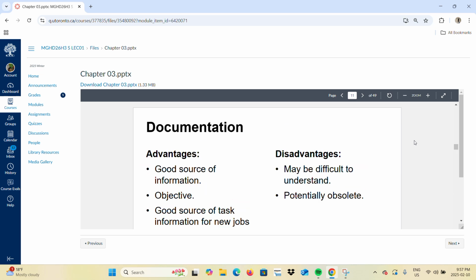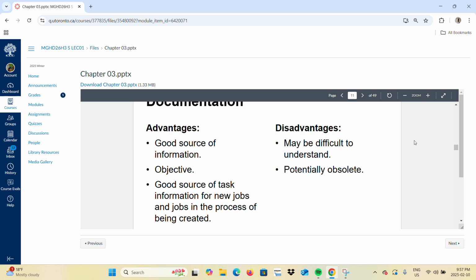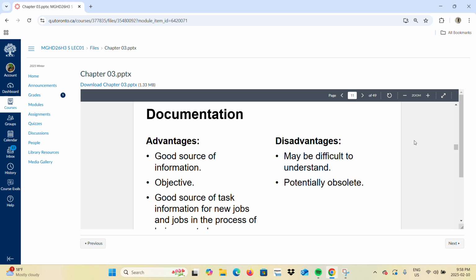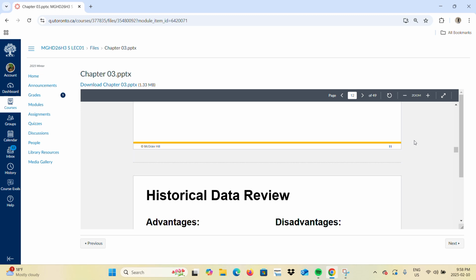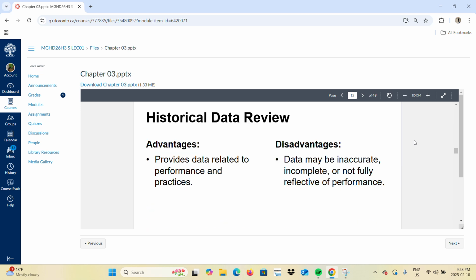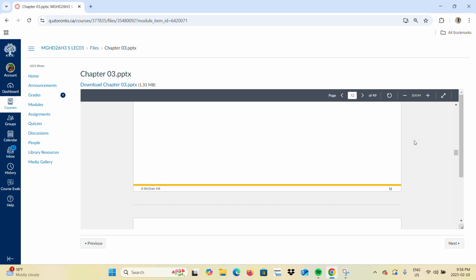For documentation, look at advantages. There's a good source of information. It is objective and is a good source of task information for new jobs and jobs created in the process. And disadvantages are that it may be difficult to understand and, potentially, who's looking at documentation now, it may be obsolete. Historical data review, there are advantages where it provides data related to performance and practices. However, the disadvantages are that the data may be inaccurate, incomplete, or not fully reflective of performance.